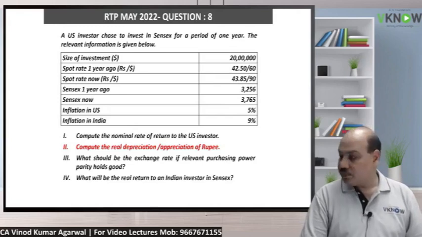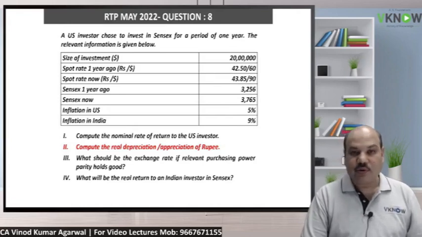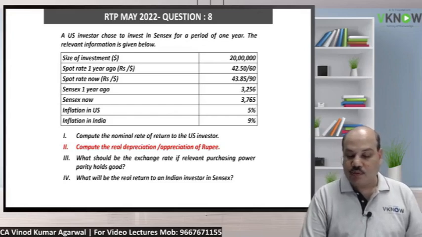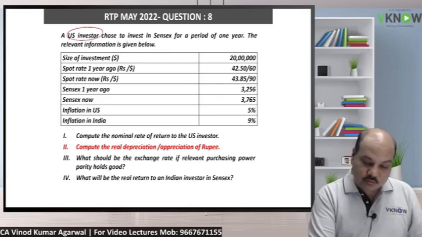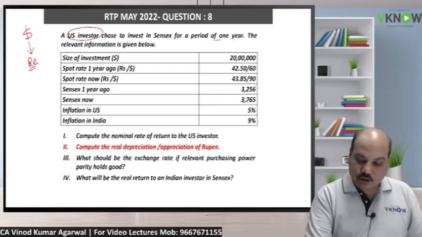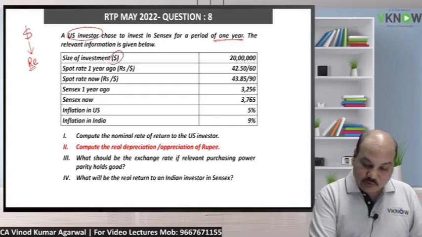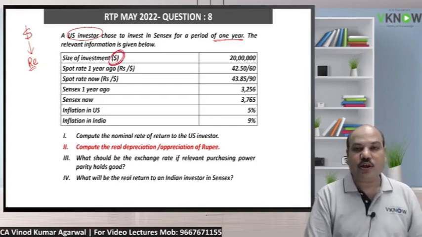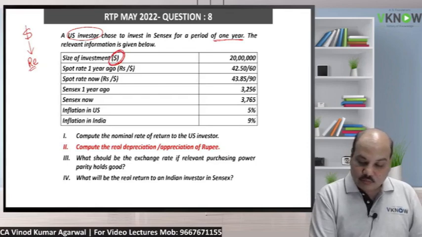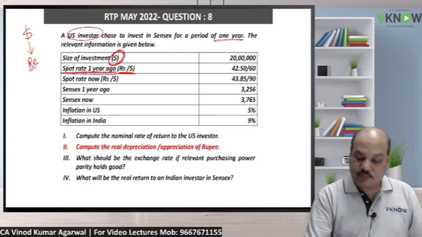Question is, a US investor chooses to invest in Sensex for a period of 1 year. US investor means he will bring dollar and convert into rupees, and the time is 1 year. The relevant information is given below. Investment size is $20 lakh, and 1 year ago when he had invested, the exchange rate rupees per dollar was 42.50 buying rate, 42.60 selling rate.